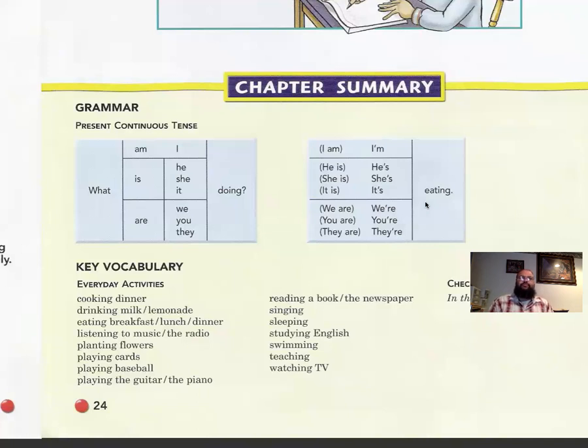And let's just discuss the vocabulary. Everyday activities. Repeat after me. Cooking dinner. Drinking milk. Drinking lemonade. Eating breakfast. Eating lunch. Eating dinner. Listening to music. Listening to the radio. Planting flowers. Playing cards. Playing baseball. Playing the guitar. Playing the piano. Reading a book. Reading the newspaper. Singing. Sleeping. Studying English. Swimming. Teaching. Watching TV. In the kitchen.